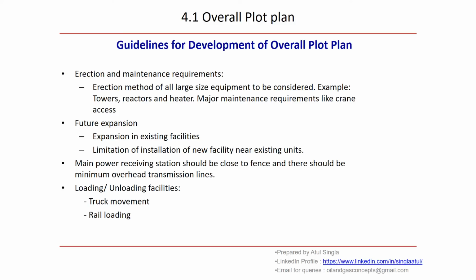Erection and maintenance requirements. The erection method of all large size equipment is to be considered, for example tower, reactor, heater. Major maintenance requirements like crane access we need to consider. Suppose you are locating a tower, and we have to take care. We always prefer two side access so that two cranes can be there and they can easily erect the tower.